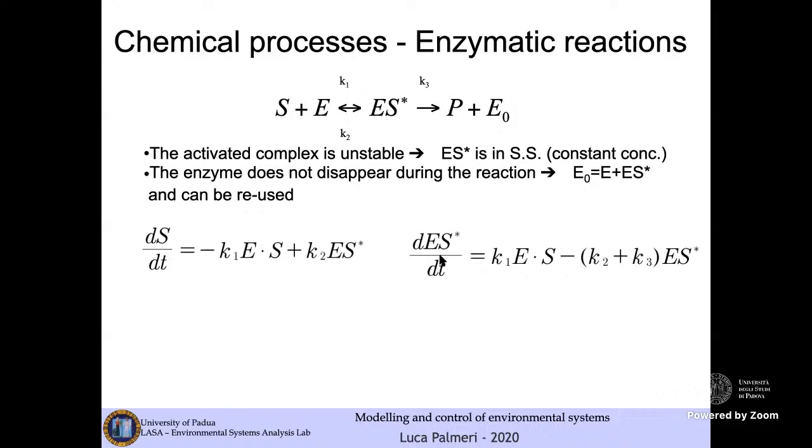Then we need another equation describing the dynamic of the activated complex. In this case, the variation in time of the concentration of the activated complex is equal to K1, formation of the activated complex, minus K2, that is deactivation of the complex, minus K3, which represents the fact that the activated complex is consumed in order to end up with the product P. And we may write then the third equation, like this one.